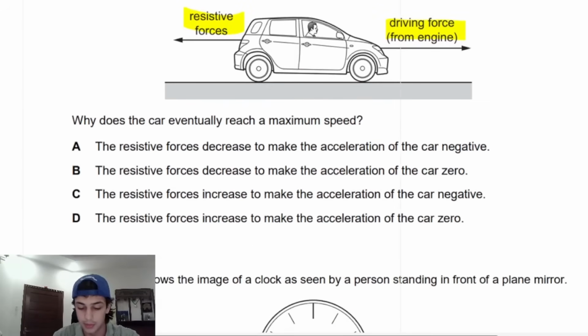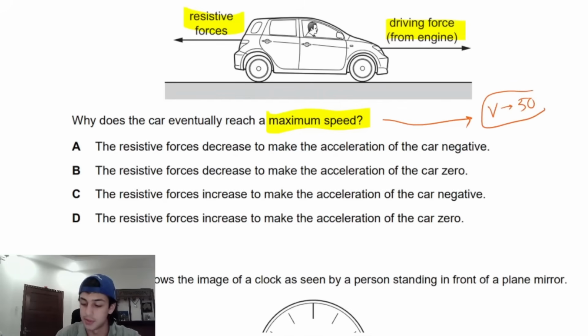Why does the car eventually reach a maximum speed? Why is it that when someone falls off a plane, they reach maximum speed, which is also termed terminal velocity? The reason is that for there to be maximum speed, that means the speed, for example 50, stops there. It doesn't increase or decrease. For that to happen, the acceleration needs to be 0.